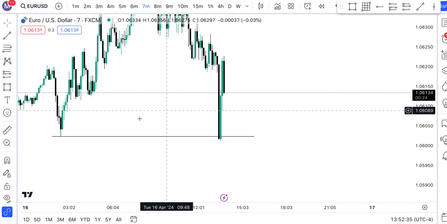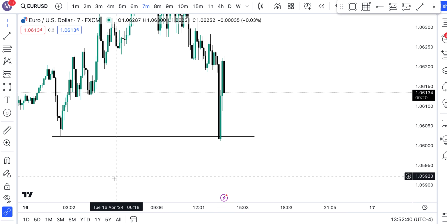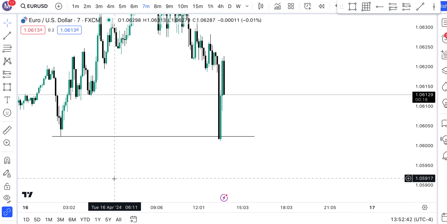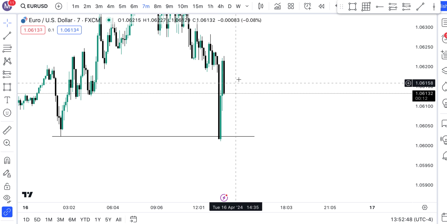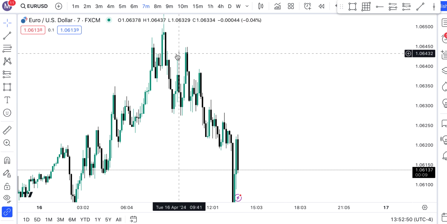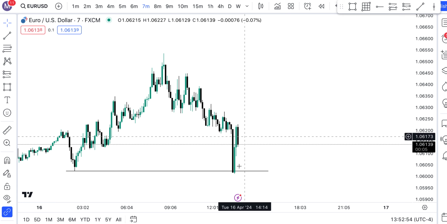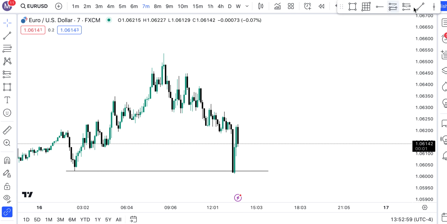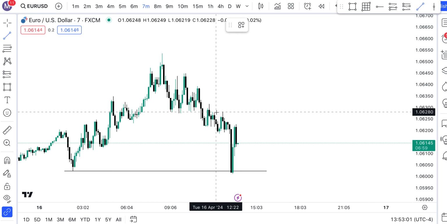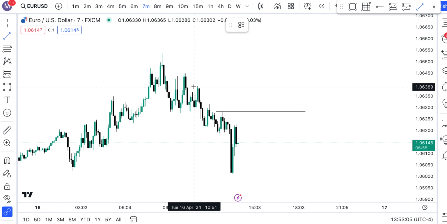And look what we're doing now, we're reversing. Like I've said many times already, once banks take out one side of liquidity, they like to reverse it and send it the other way to take out the opposing side liquidity. So we've just taken out sell side liquidity, so what can we expect now? We can expect some buy side liquidity up here to get taken out.